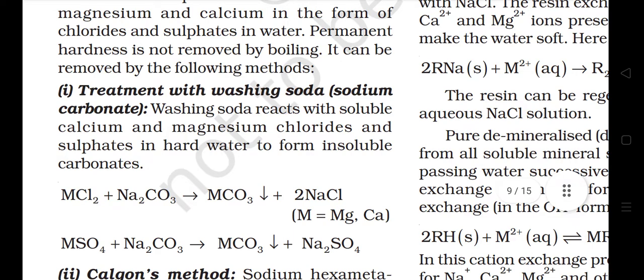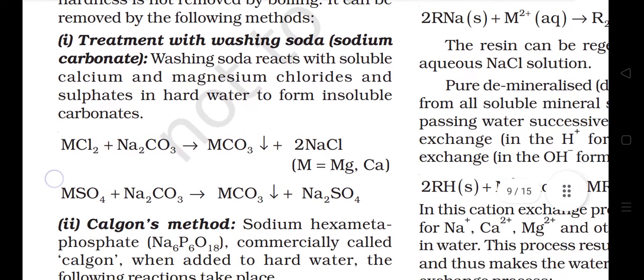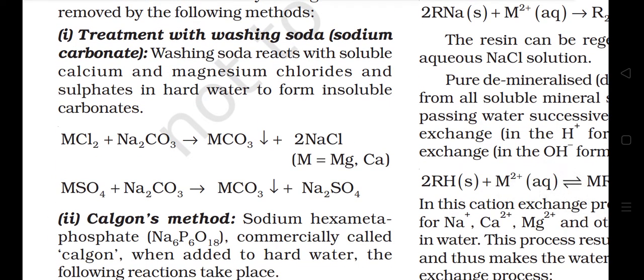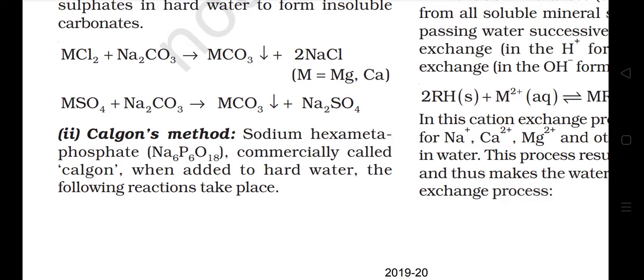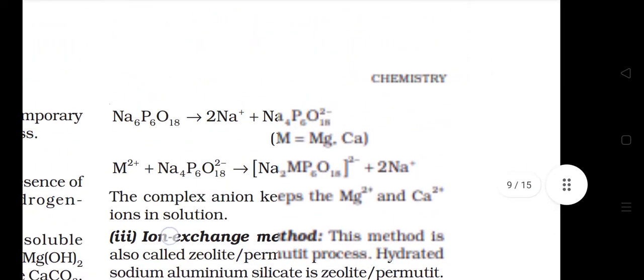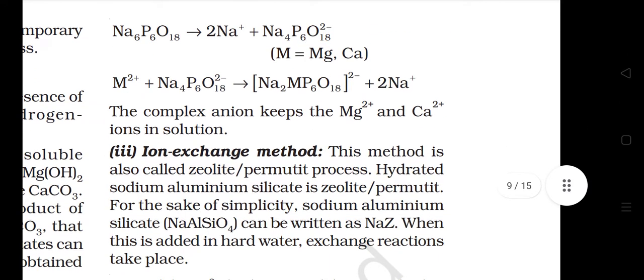1. Treatment with washing soda, sodium carbonate. Washing soda reacts with soluble calcium and magnesium chlorides and sulfates in hard water to form insoluble carbonates. 2. Calgon's method. Sodium hexametaphosphate, Na6P6O18, commercially called Calgon. When added to hard water, the following reactions take place. The complex anion keeps the Mg2+ and Ca2+ ions in solution.